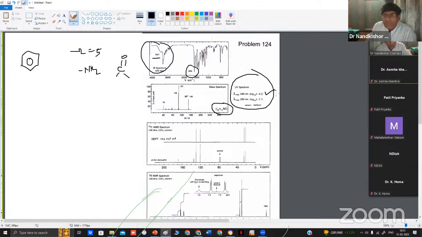There is a possibility to have epsilon more than 10,000, because here log to the base 10 of epsilon is 4.2. So whenever the value of log epsilon is 3.8 and above, up to 4 or 4.5 or 5, that means there is extended conjugation possible. And these are the possibilities of a pi to pi star transition, and an n to pi star transition. So these are the two possible transitions present in this molecule, as there is a presence of a carbonyl group. So that comment is sufficient.